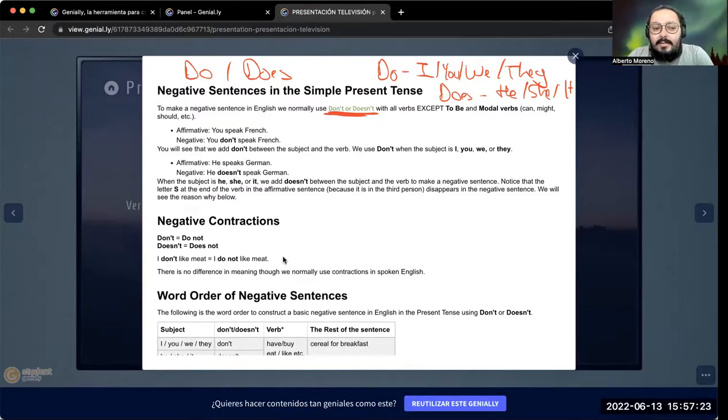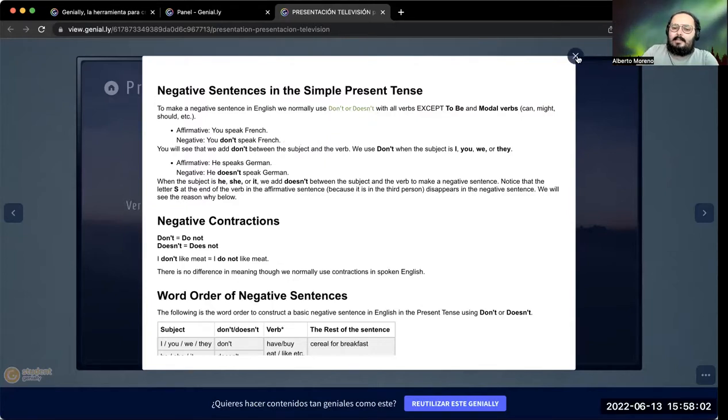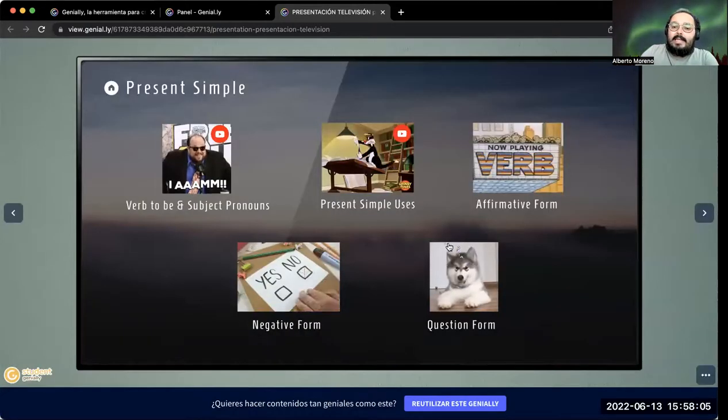For example, the affirmative sentence says, you speak French, and the negative sentence says, you don't speak French. Okay, you will see that we add don't between the subject and the verb. We use don't when the subject is I, you, we, or they. And if it's he, she, or it, we use doesn't. For example, he speaks German. He doesn't speak German. Okay. And well, that's it. Now, very clever.